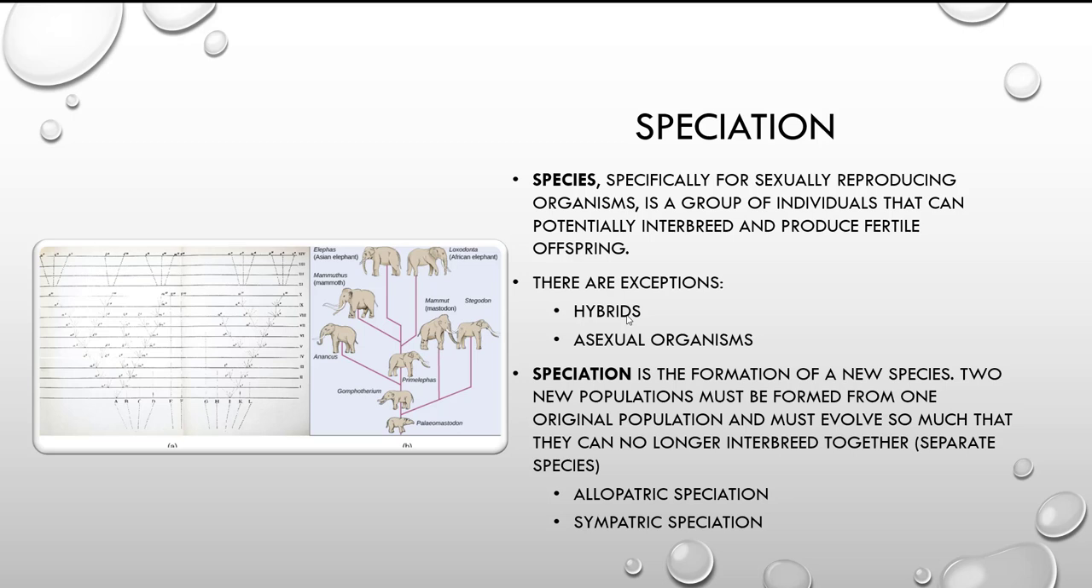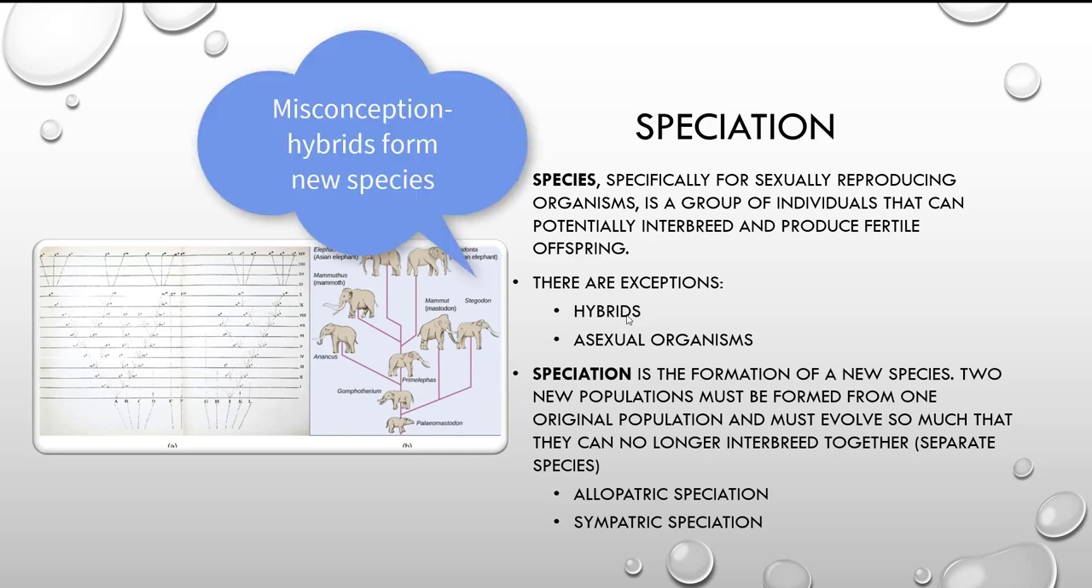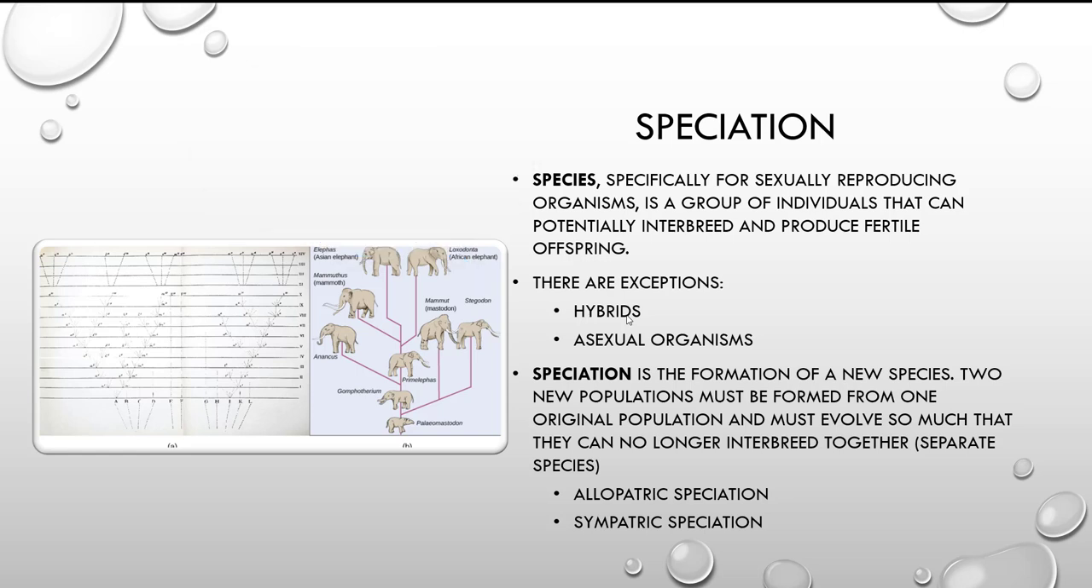So now that we have this definition down, we have to figure out how we end up with new species. Speciation is the formation of new species. A lot of students think that the way we get new species is we take two species and bring them together to form hybrids, and then that's how we get a new species. Well, that's the opposite. Hybridization is not the way we get new species.